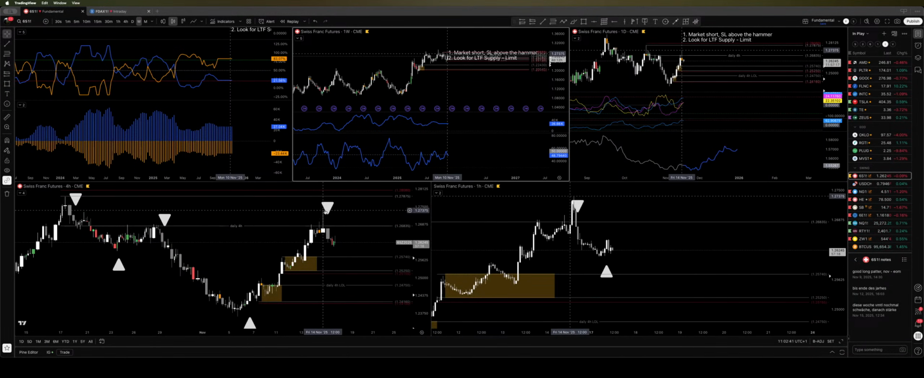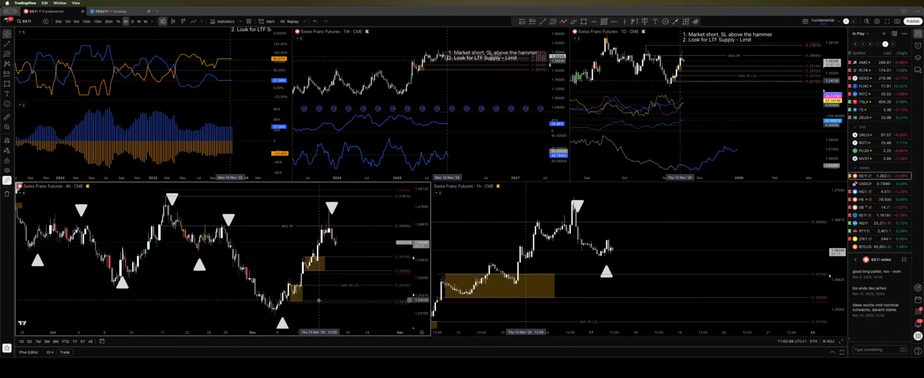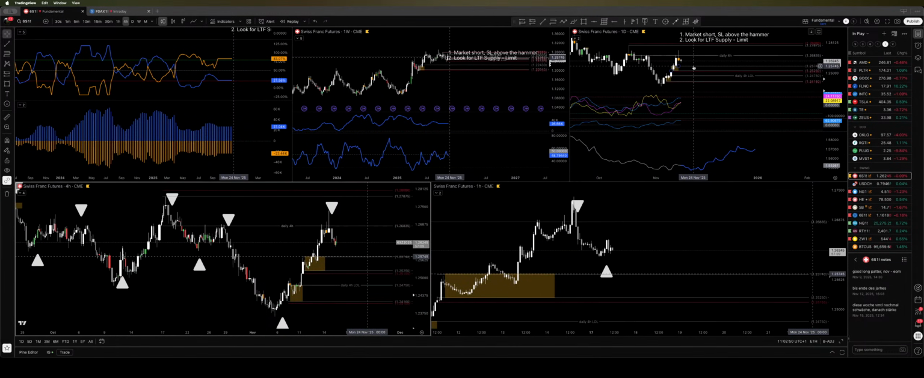So this also supports the short idea. But yeah, be careful at these levels. Yeah, maybe we see a new low. Could be, but I wouldn't bet my house on it. Okay. So yeah, let me grab a sip of coffee.